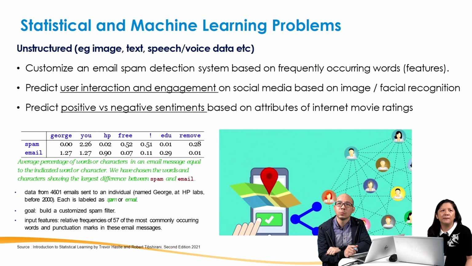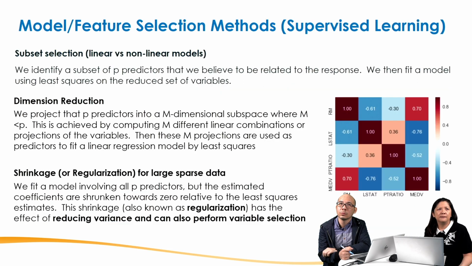So what is the commonality among all these three examples? We are making use of unstructured information, be it image, text, or words, so to speak. At the bottom, you can see that we are trying to find the frequently occurring words in order to predict whether the email is spam or non-spam. And we can make use of sentiments on social media, say attributes of internet movie ratings, to predict whether it's positive or negative sentiment. So all these are in the unstructured data domain.